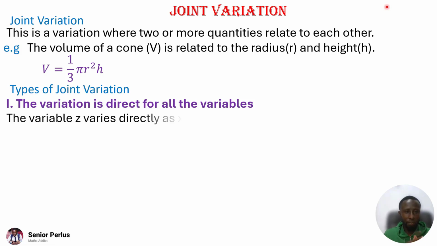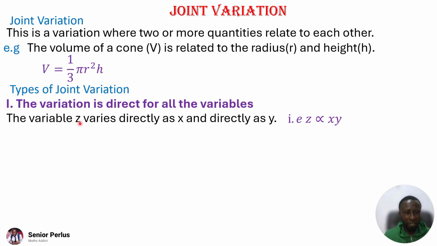I have an example here. The variable z varies directly as s and directly as y. How do you write that? We know how to write the mathematical expression for z varying directly as s, and directly as y. So this is the mathematical form: z varies directly as s and y.